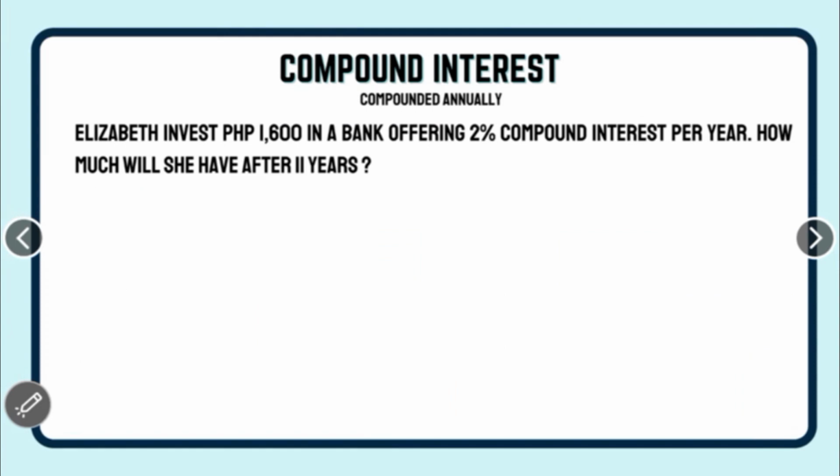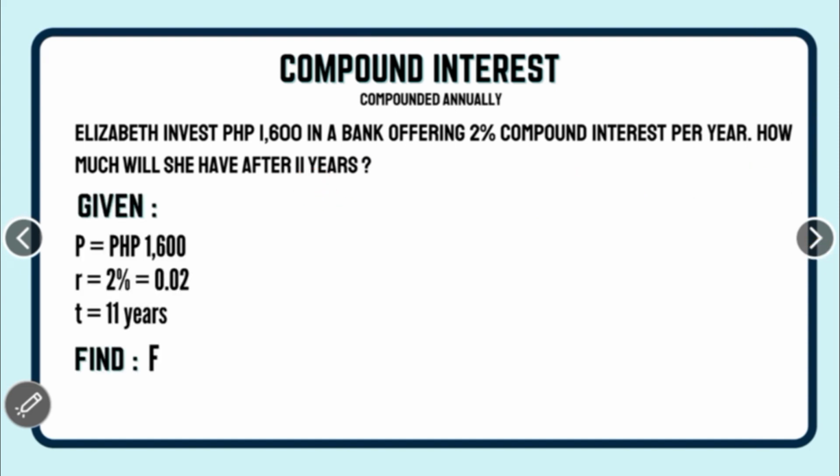Elizabeth invests 1,600 in a bank offering 2% compound interest per year. How much will she have after 11 years? So we need to identify our given. For present value, we have 1,600 and our rate is equal to 2%, and we need to divide it by 100 to turn it into a decimal. And then we have 0.02. For our time in years, we have 11 years. We need to find the future value in this problem.